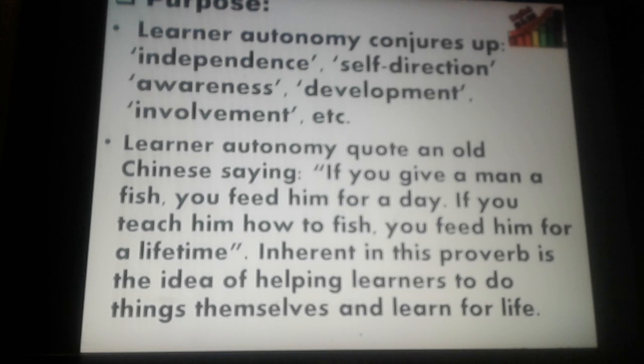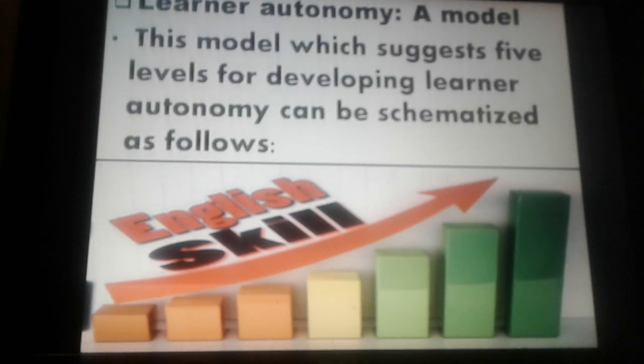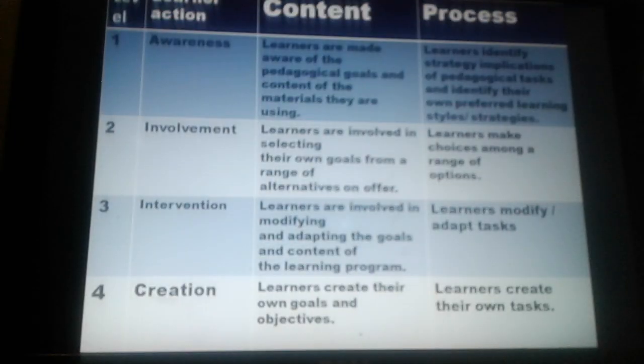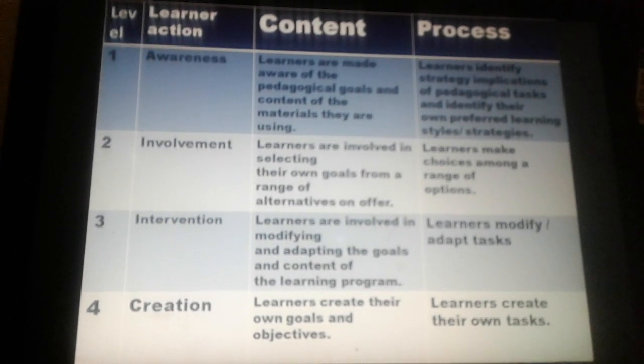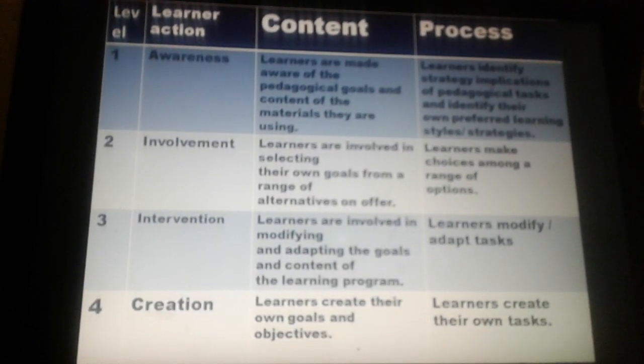Let's move to the model. Learner's autonomy, a model. This model, which suggests 5 levels for developing learner's autonomy, can be schematized as follows. So this model will give you a summary of what the learner should do. I think it's clear for you. If it isn't, I will read it for you.